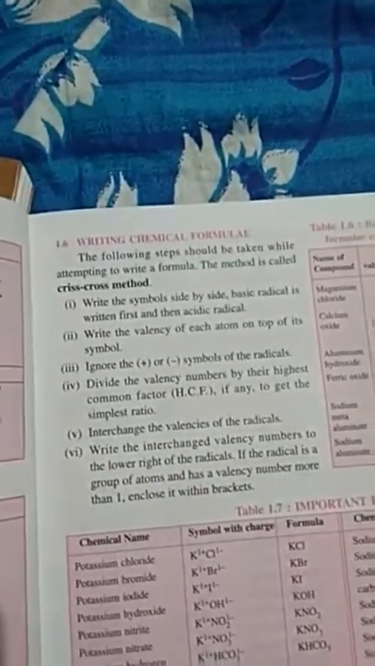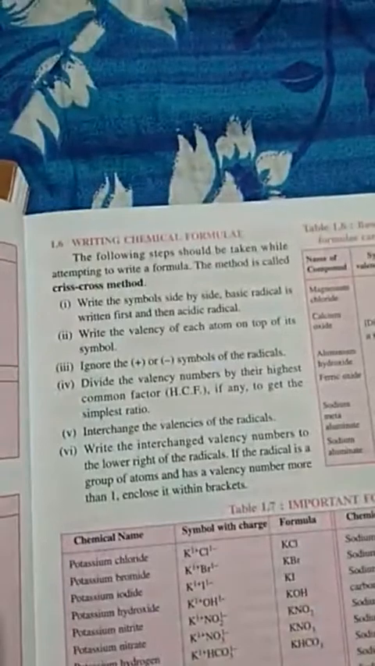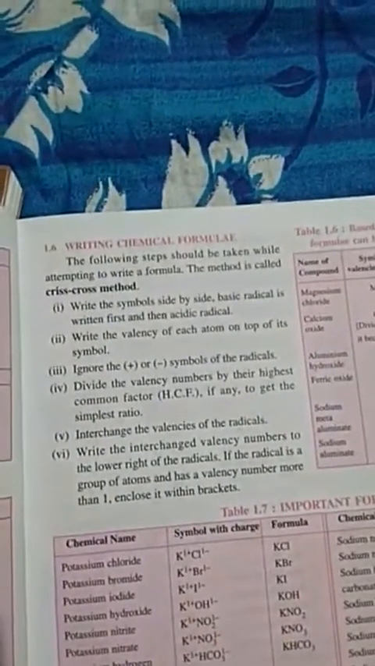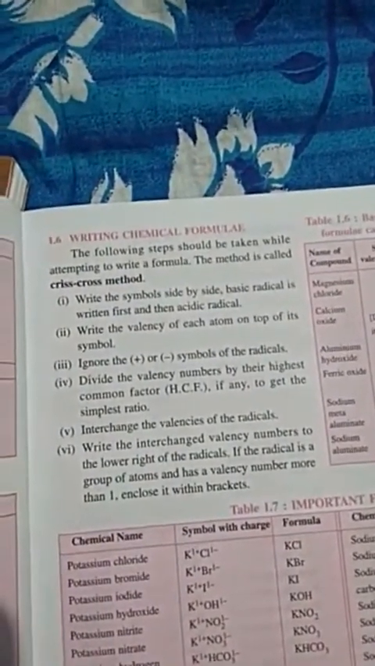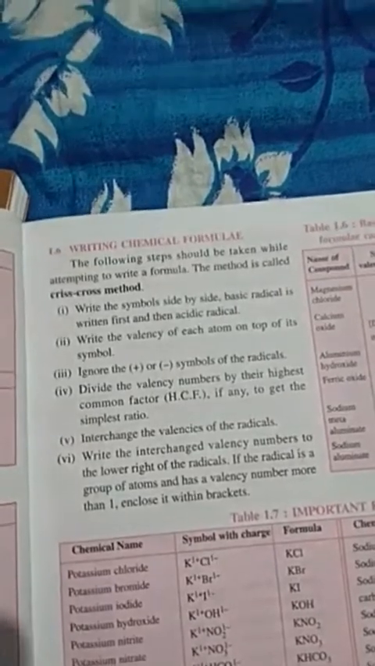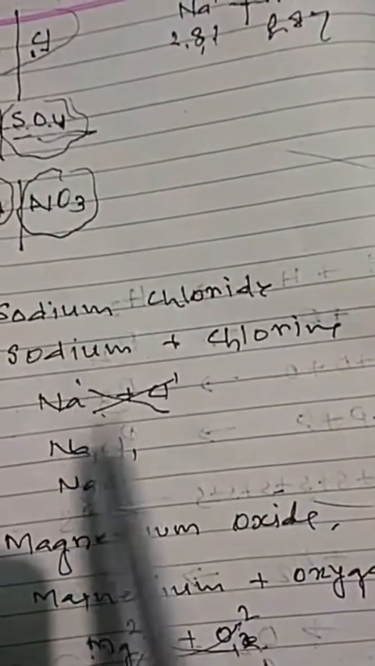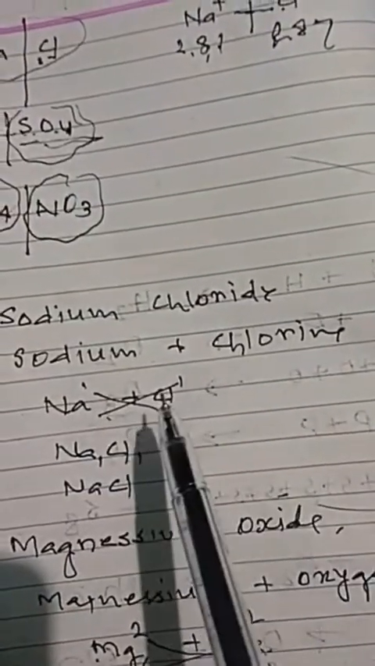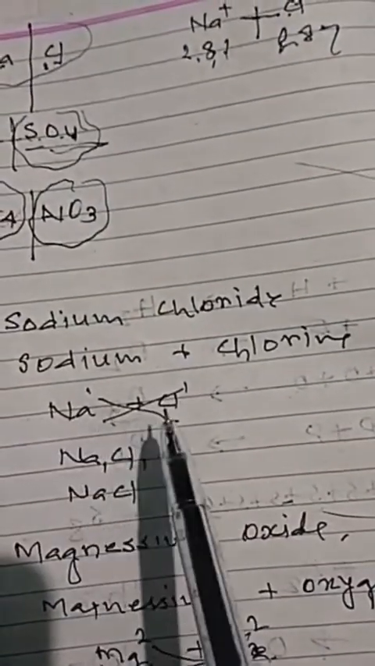Now, how do we write a chemical formula? We write a chemical formula by a process called the crisscross process or method. For example, if we want to write the formula of sodium chloride, it is made up of sodium plus chlorine. The symbol of sodium is Na, the symbol of chlorine is Cl. First we write the symbols.